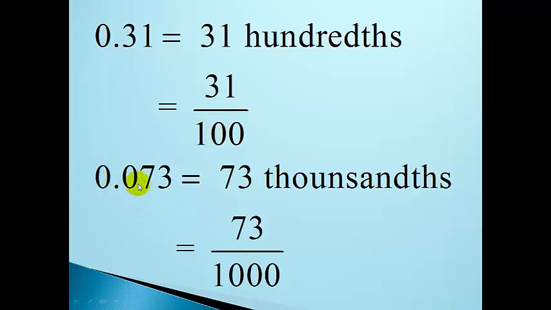Now with 0.073, that is equal to 73 thousandths. It's equal to the number itself, 73, divided by, let the 1 be constant, because 0.073 is in 3 decimal places. That determines the number of zeros, and that is how come we have 1, 2, 3 zeros. So in all, 0.073 is equal to 73 divided by 1000.